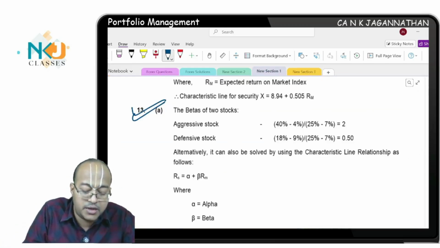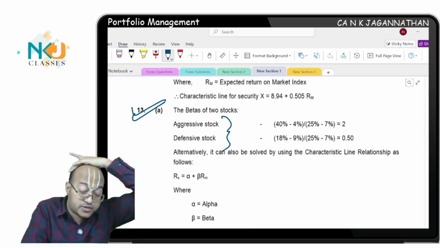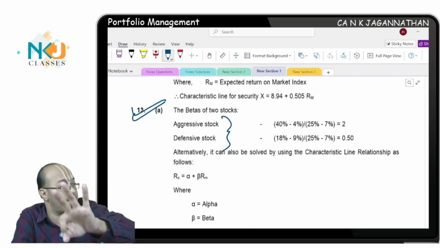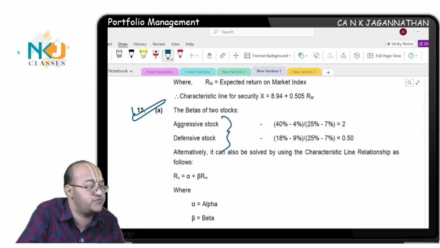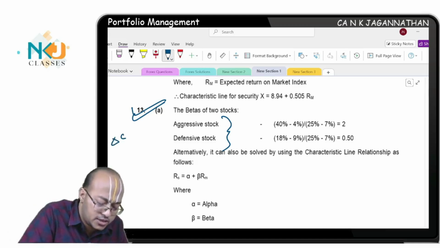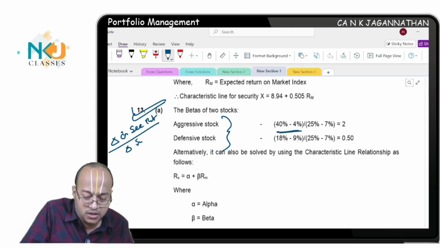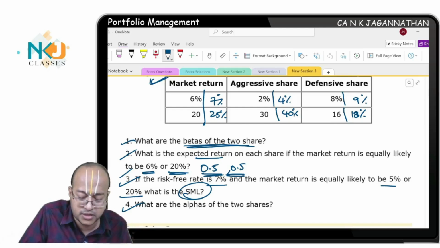Very simple. Here they have changed it, only 2 years of data is given now. So you use the first formula. This is the only place where the first formula can be used, because specifically 2 years of data should be given to find the change in security return divided by the change in market return. This year they used 40% minus 4%, which means two different scenarios are given.